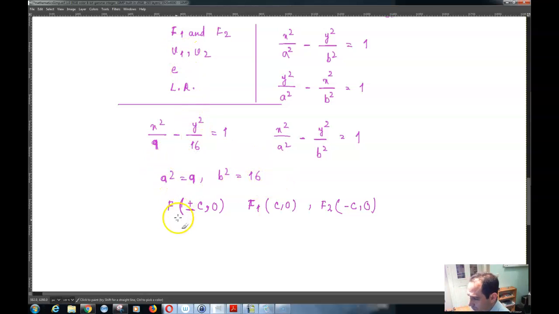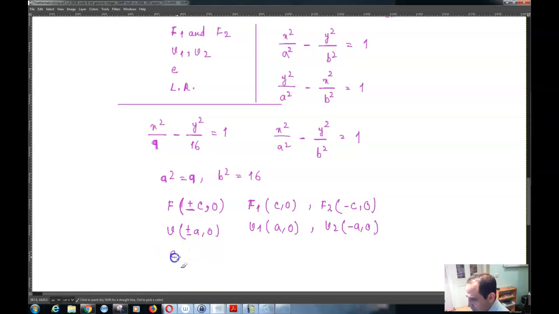The coordinates of the vertices would be, the vertices are a units away from the center. So that's plus or minus a, 0. So that means that, for example, V1 would be a, 0, and V2 would be negative a, 0.